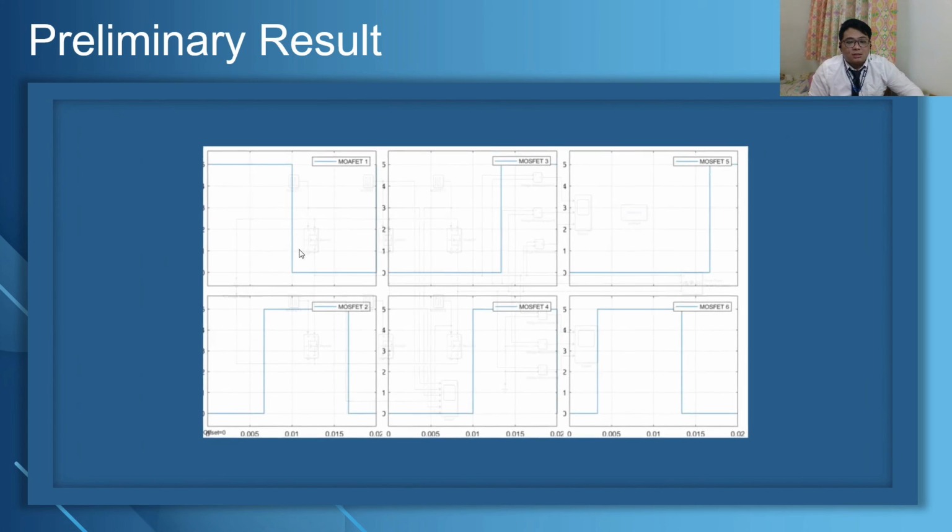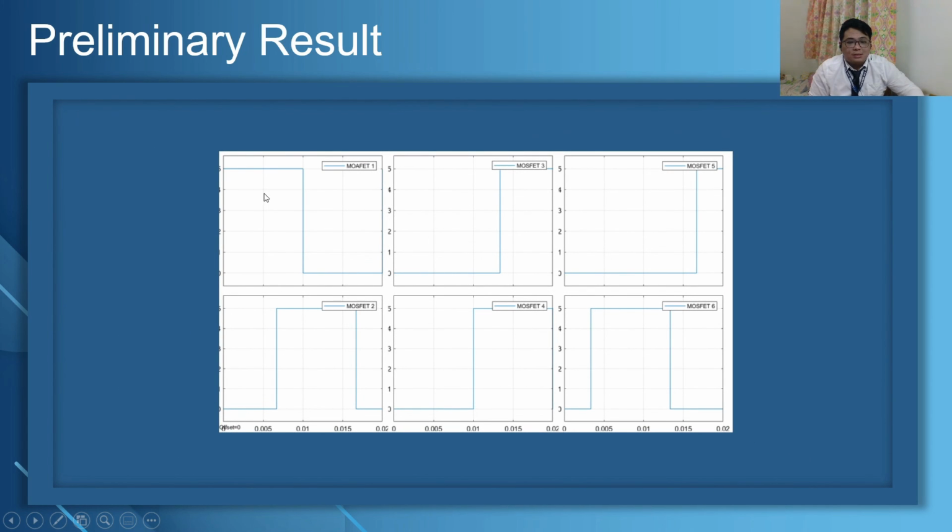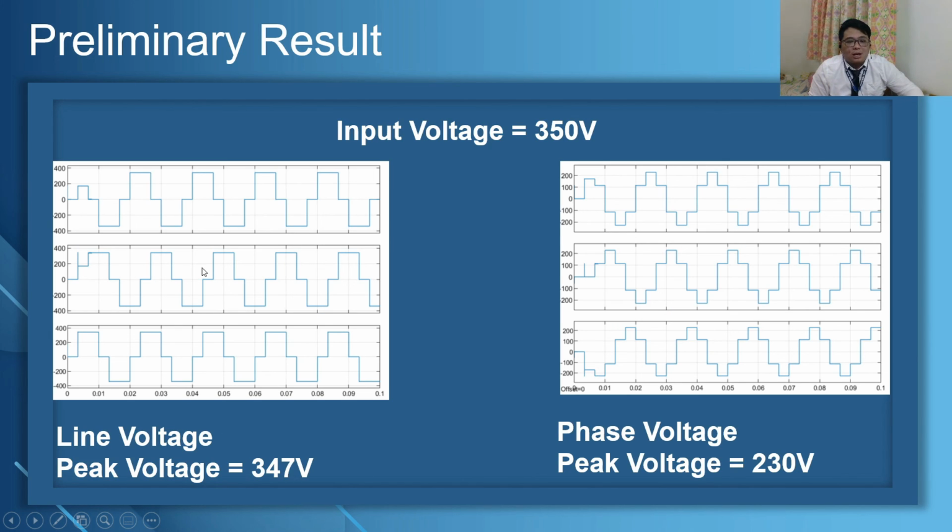So this is the gate pulse of the 6 MOSFETs. We can see that when one MOSFET is turning on, the other MOSFETs remain off. Next is the output waveform of the line voltage and the phase voltage. We can see that the shape of the output waveform is almost the same as a sine wave, and the 3 signals are in different phases because we need a 3-phase voltage to drive the motor. The signal is still in a staircase shape because the switching frequency is 50 Hz. From this waveform, we can observe that the peak line voltage is 347 volts, which is slightly lower than our input voltage of 350 volts, and the phase voltage is 330 volts.